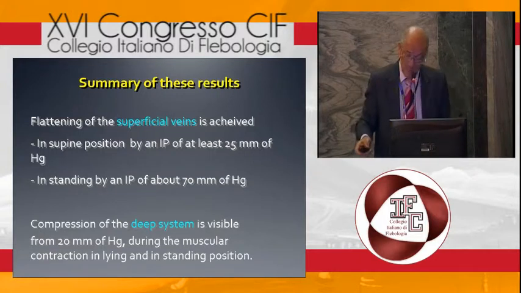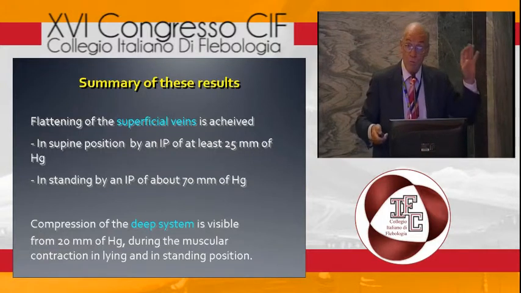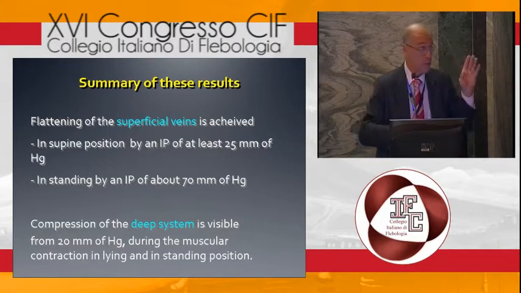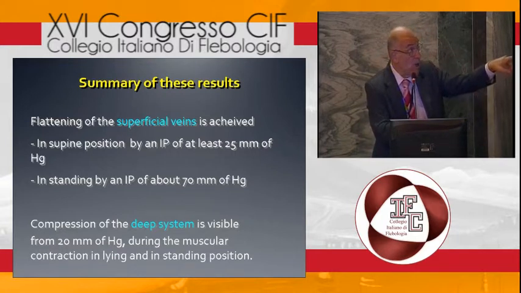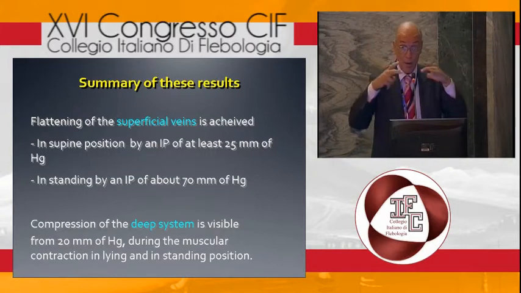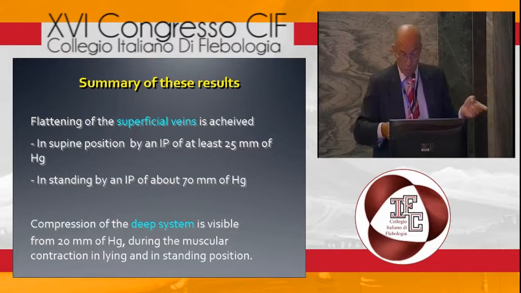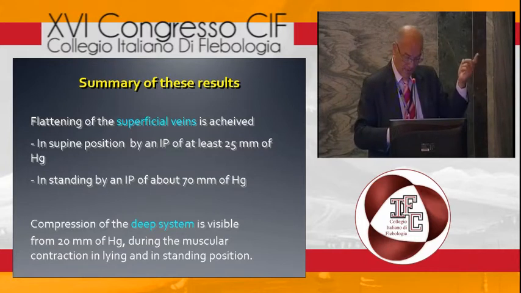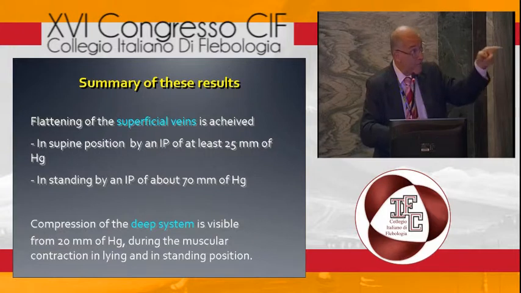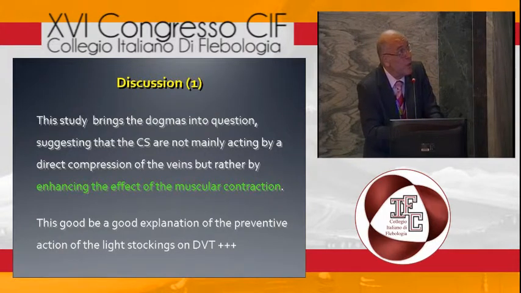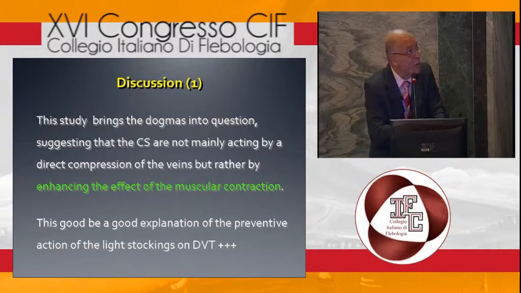And you see here, the compression in the deep is different. The compression in the deep is related to the muscular contraction because we are inside the deep compartment, which is important. So this is the reason why, with a light pressure around the leg, you could have an effect of the muscular contraction and increase the effect of the muscular contraction, and so have a reduction of caliber of the deep veins.